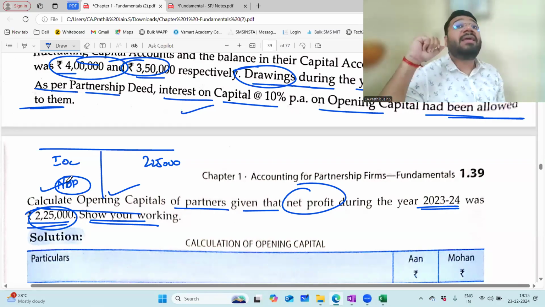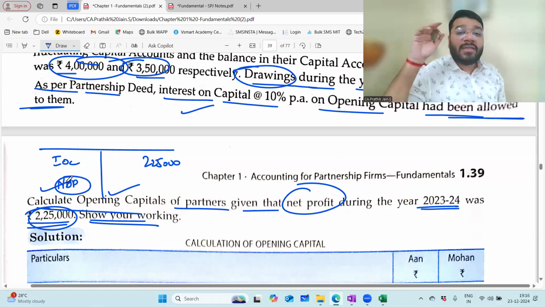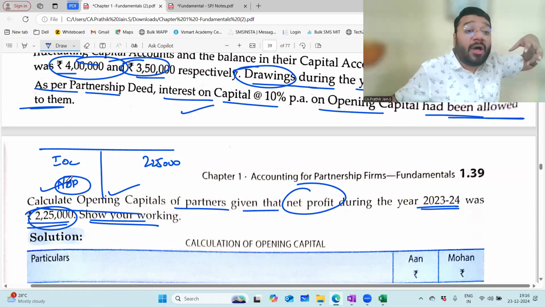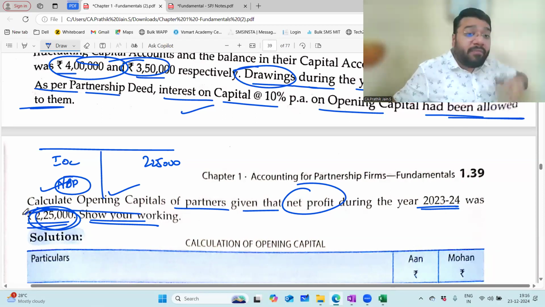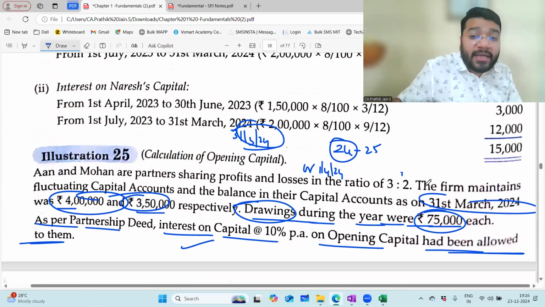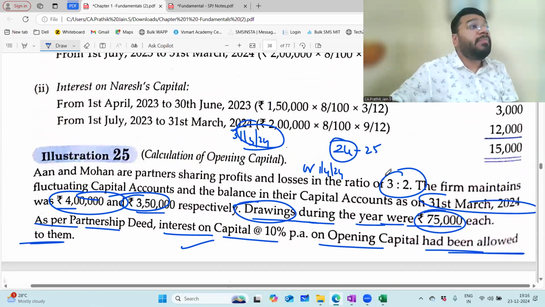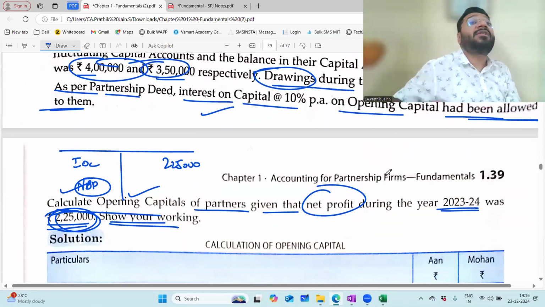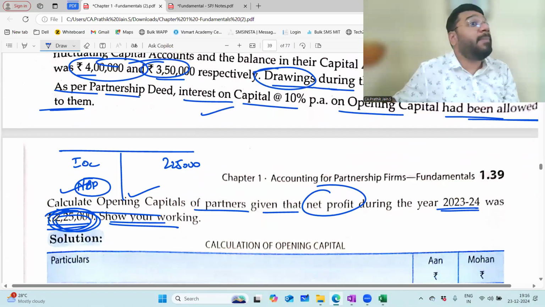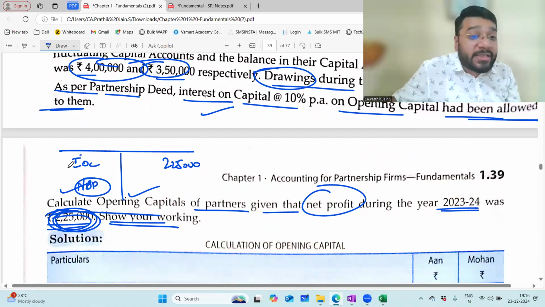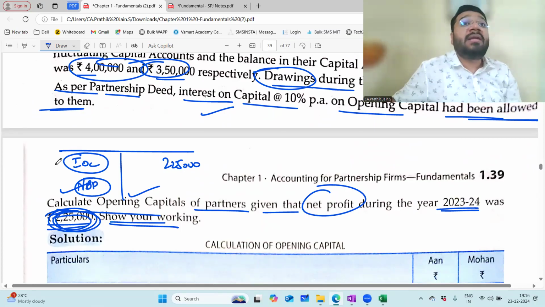Sir, it is not given directly. How much share of profit individually? Not given. Nowhere in the question they have told this is the net divisible profit. Instead of 225 net profit, had they given net divisible profit, then obviously this would have been distributed in the ratio 3:2. Very easy for me to find out. But they have given the net profit, and this net profit does not go to the partners' capital accounts individually, because from this, IOC is gone first, and then the remaining profit is distributed in the ratio 3:2.